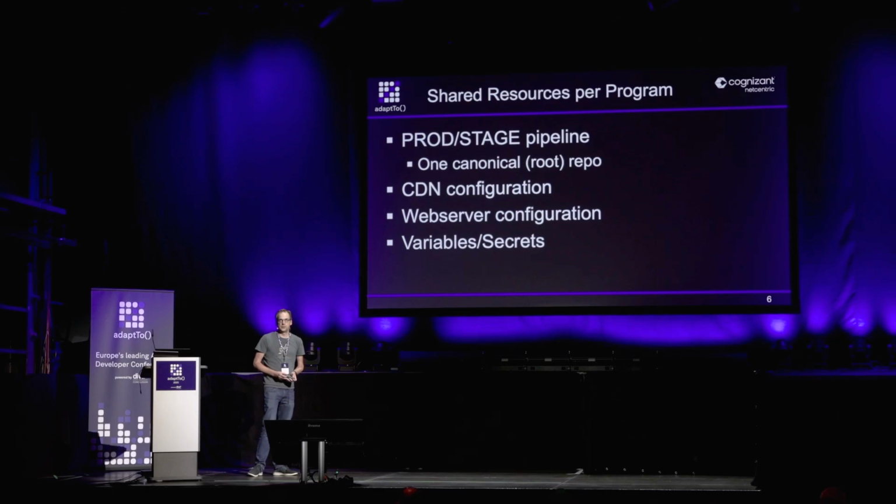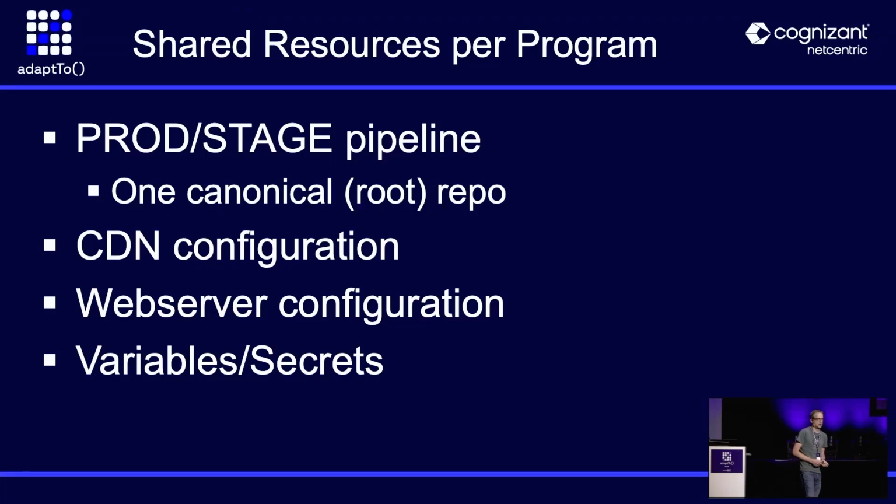Let's look at the shared resources per program. I already mentioned the prod stage pipeline. There's only a single one per program, which deploys to a single stage and prod AEM server in the end. And that single program relies on a single canonical Git repository. That means everything you have to somehow aggregate into that canonical root Git repository.